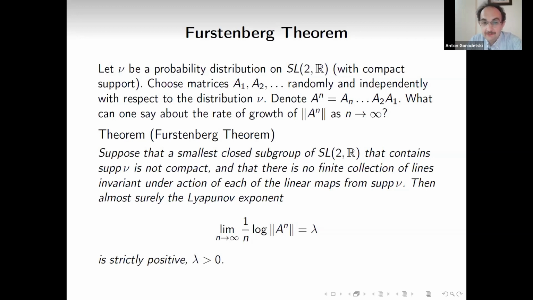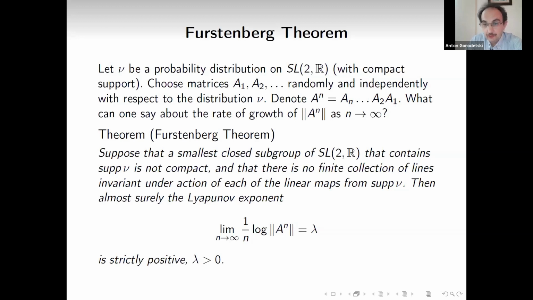So if the following two conditions are satisfied, so first of all, the smallest closed subgroup generated by all the matrices in the support of the distribution is not compact. And secondly, there is no finite collection of lines that is invariant under each matrix from the support of the distribution, then the Lyapunov exponent is positive. But we just have seen a bunch of examples where the Lyapunov exponent was 0. So let's see how it's related to these conditions.